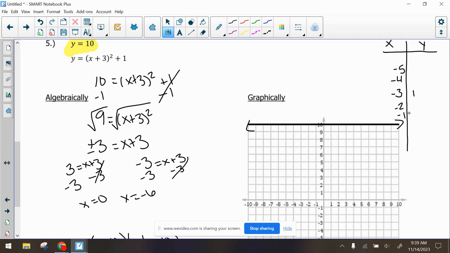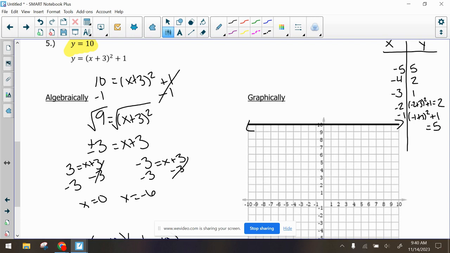So we're going to have -1 plus 3 squared plus 1. So -1 plus 3 is 2. 2 squared is 4. Plus 1 gives me 5, which means that -5 also has to go to 5. I'm going to do the same thing with -2. So -2 plus 3 squared plus 1. -2 plus 3 is 1. 1 squared is 1. And 1 plus 1 is 2, which means that -4 goes to 2 as well.